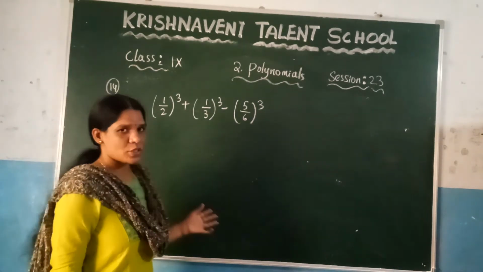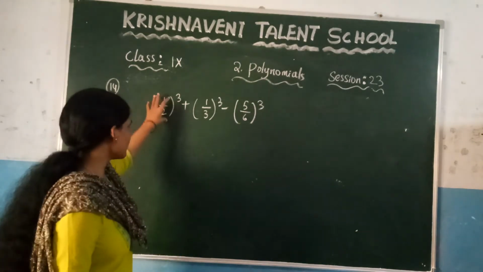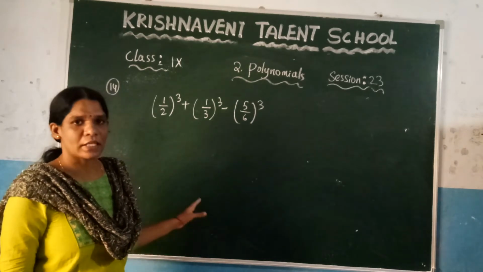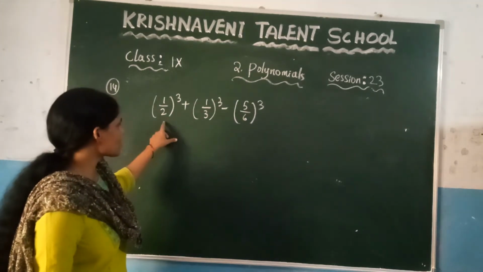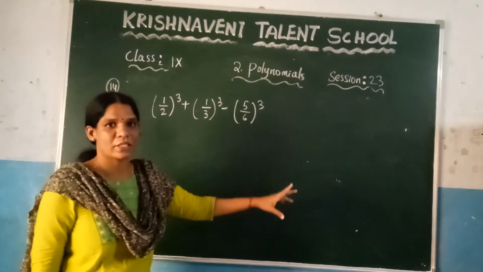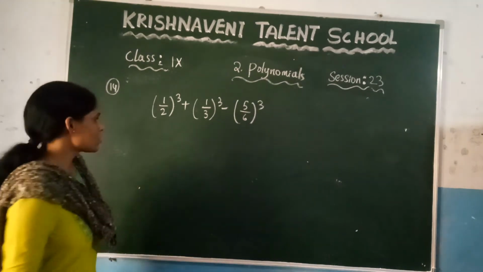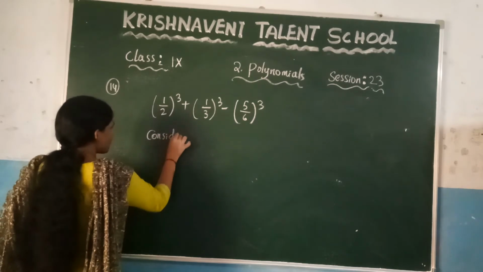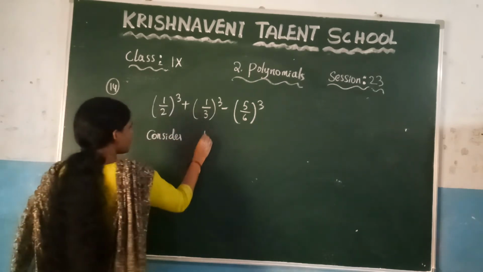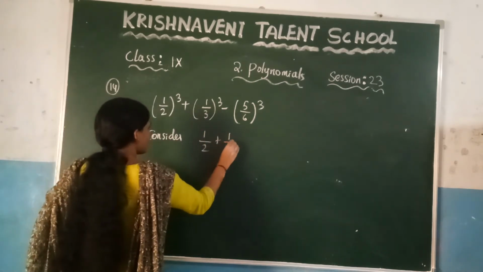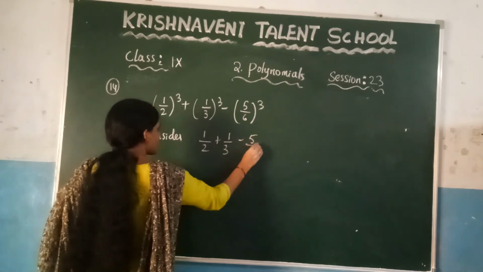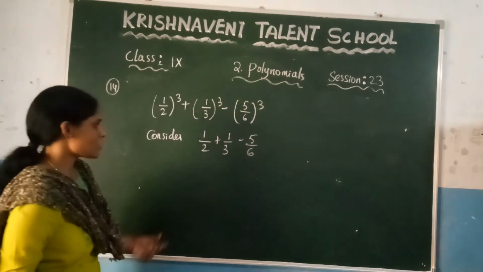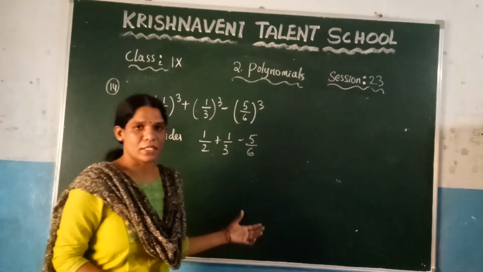For that reason, first you need to check whether, if you add these three values, you get the result 0 or not. If it is 0, then you can directly write x³ + y³ + z³ = 3xyz. So here consider the sum of all these values, which is nothing but 1/2 + 1/3 minus 5/6, which is x + y + z. Now check after solving whether you are getting the result as 0 or not.